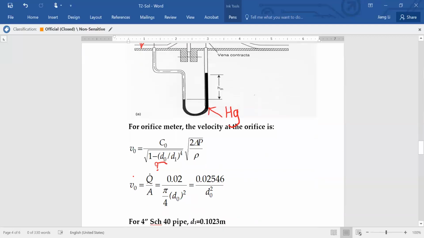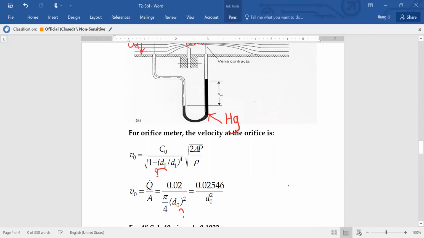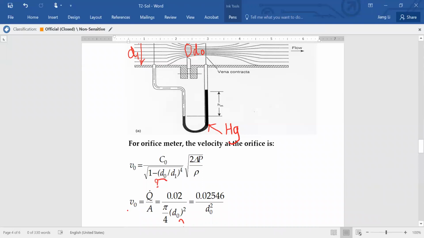And from the volumetric flow rate, I can write VO as volumetric flow rate over area, right? So inside this area, I have a DO as well. Please take note. Here, you cannot use the pipe diameter because this V we find is VO. So this diameter must be DO. So here you have two equations. One equation is for the orifice flow meter. Inside here, DO is unknown. Another one, I use volumetric flow rate over area. I also have a DO unknown, all right?